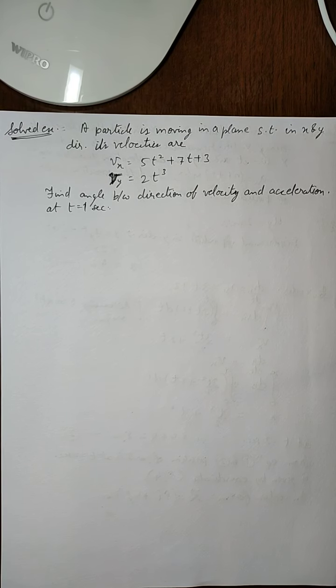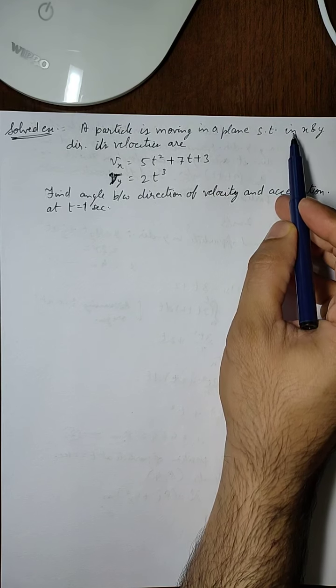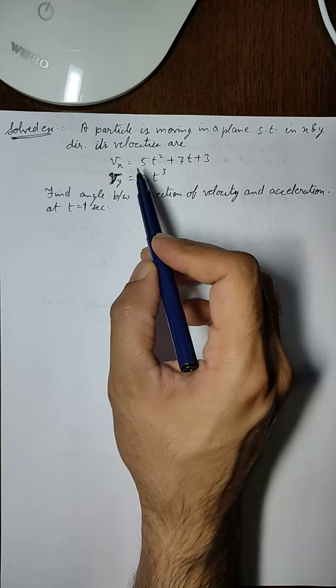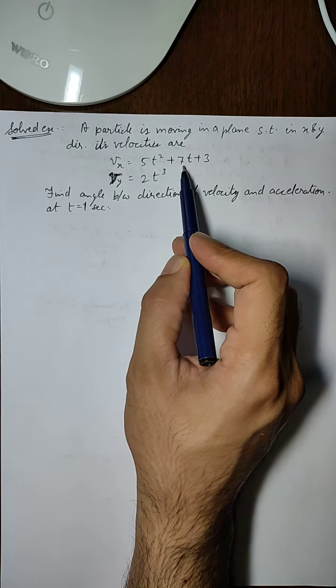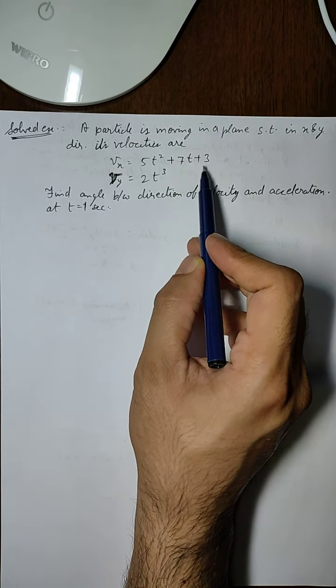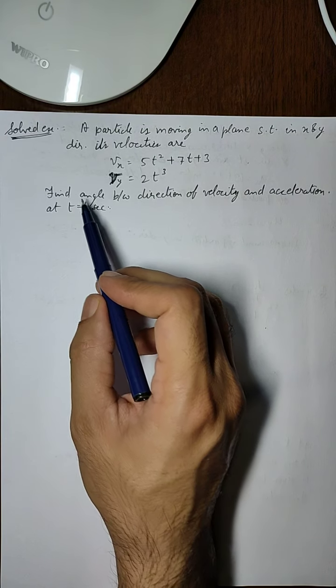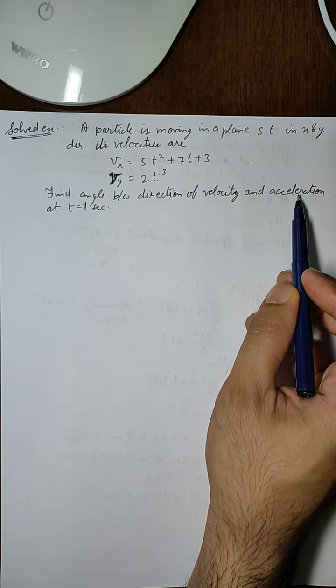Let us do another solved example. A particle is moving in a plane such that in x and y direction its velocities are given by these two equations. Velocity along x direction is Vx equals 5t² + 7t + 3, and velocity along y direction is Vy equals 2t³. We have to find the angle between the direction of velocity and acceleration at t equals 1 second.